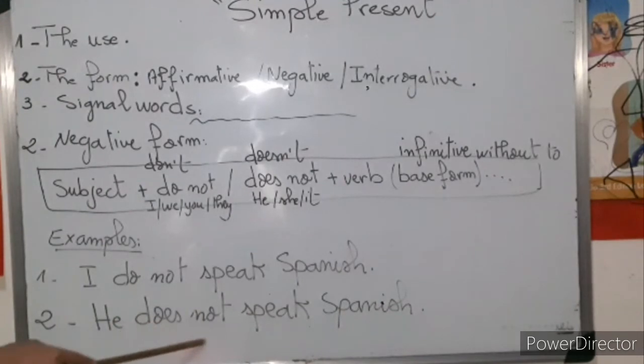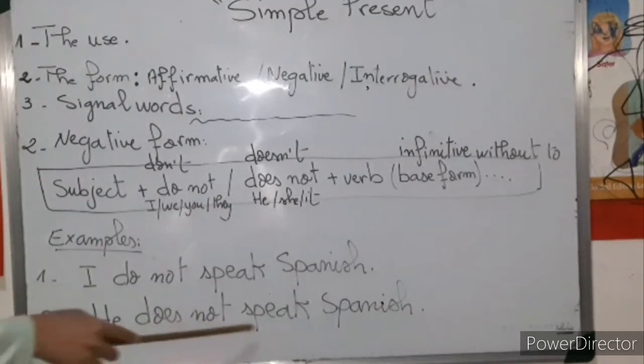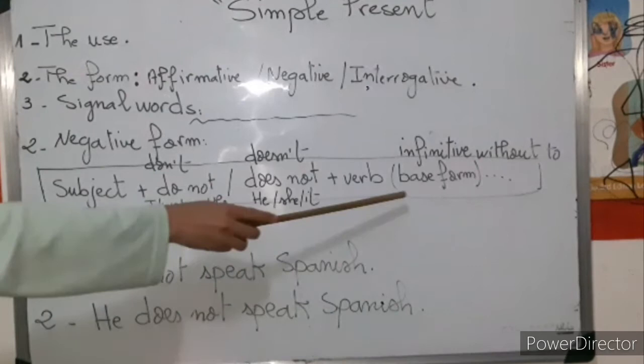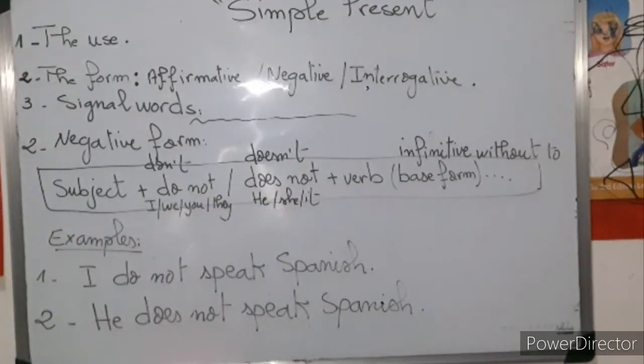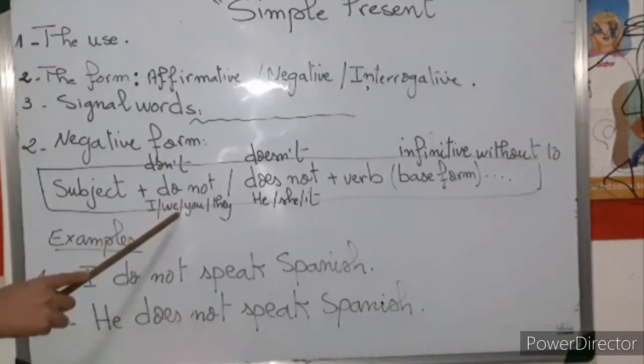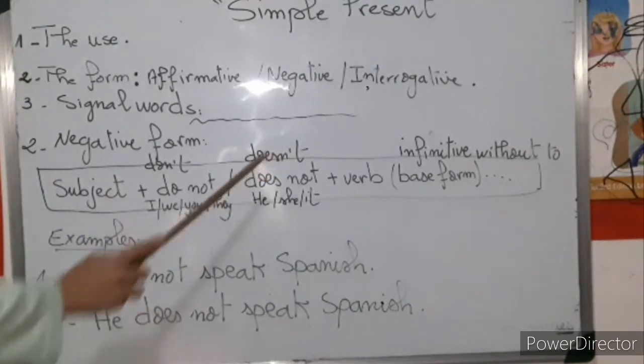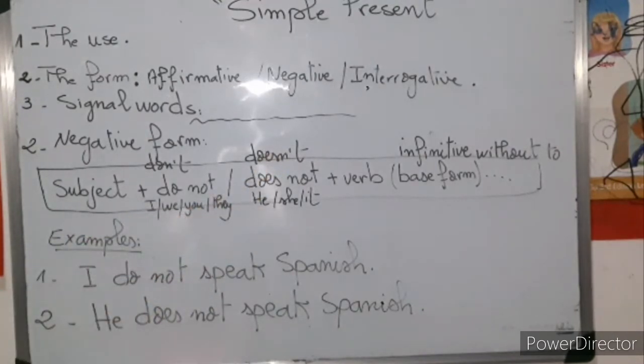So here, we conjugate the auxiliary, and we keep the verb in the base form, in the infinitive without to. Okay, I hope that the negative form is quite clear. Please just bear in mind that the verb here is in the base form and that we use do not with I, we, you, and they, and does not with he, she, and it.